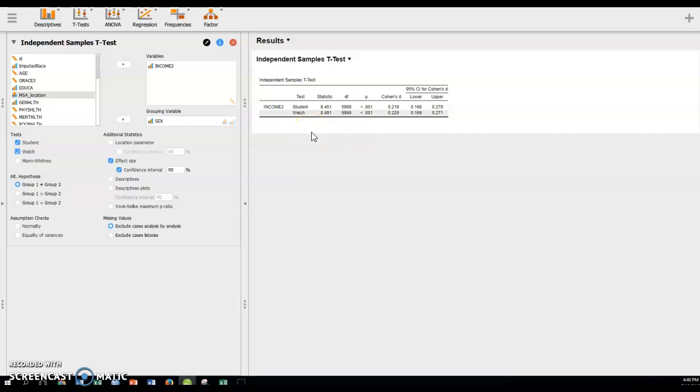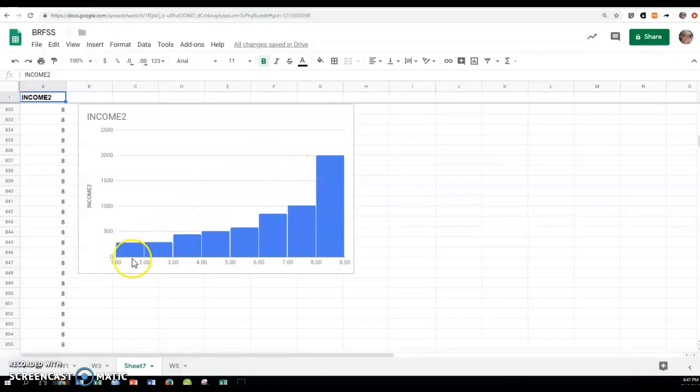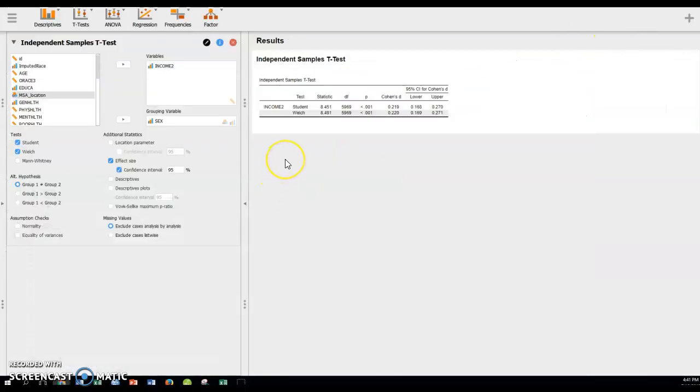Another issue, though, with an independent samples t-test is that there's an assumption that the variables you're looking at are normally distributed. And if we grab a distribution here, let me see if I can find it. Okay, here's the distribution of that income variable. It's clearly not normal. It's really not even close. It's what we call an exponential distribution. It's just getting bigger and bigger and bigger. So clearly not a normal distribution.